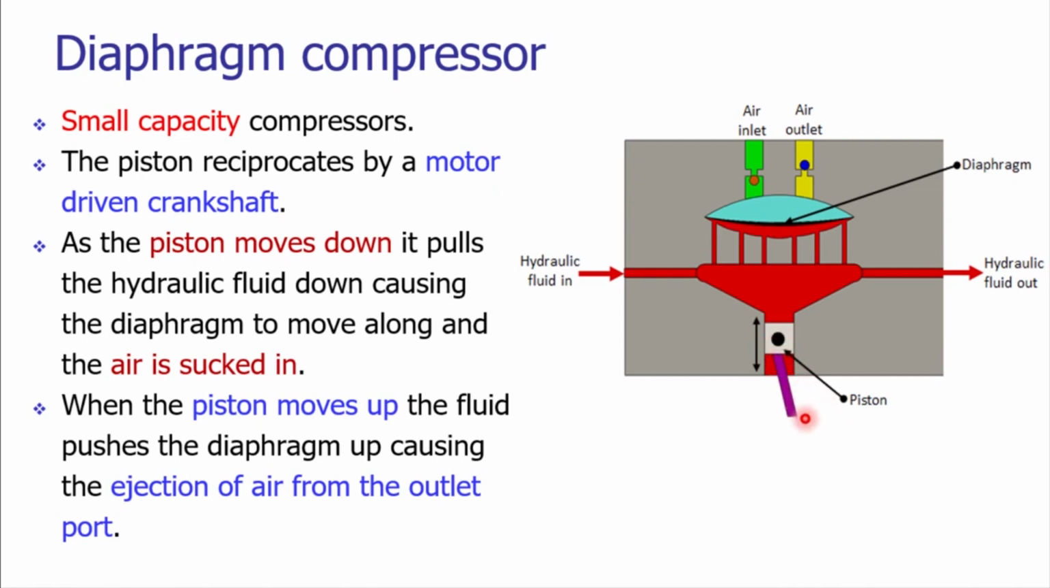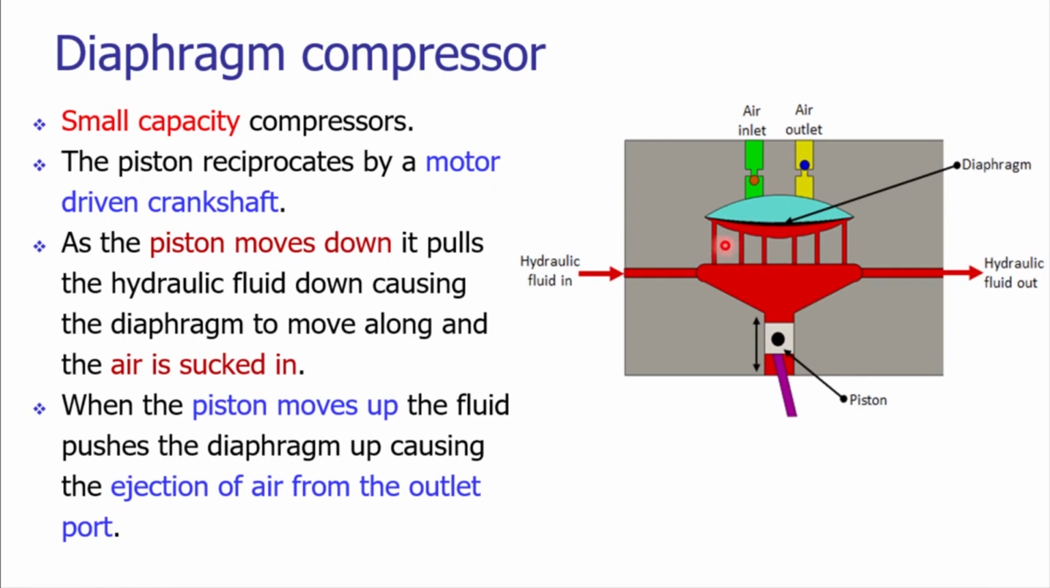This is a piston, there is a connecting rod, crank and crankshaft. The piston is reciprocating and it is driving the hydraulic fluid here. The diaphragm compressors are utilizing the hydraulic energy as well. As the piston moves in downward direction during its return stroke, the hydraulic fluid will be taken inside this cavity, and when the piston is moving in the upward direction, that hydraulic fluid will be pushed into forward direction.